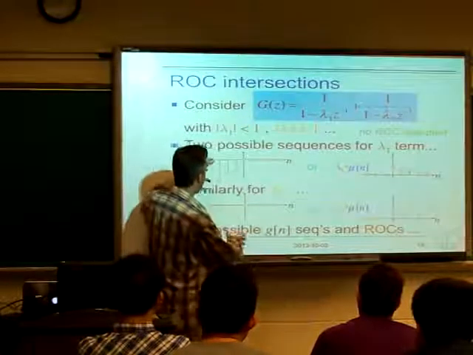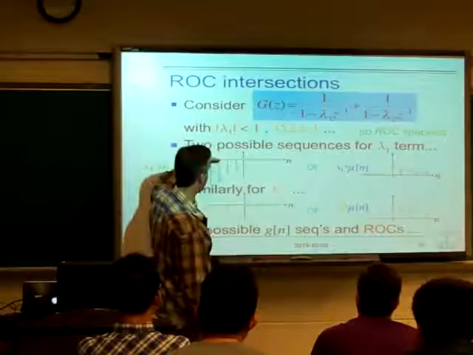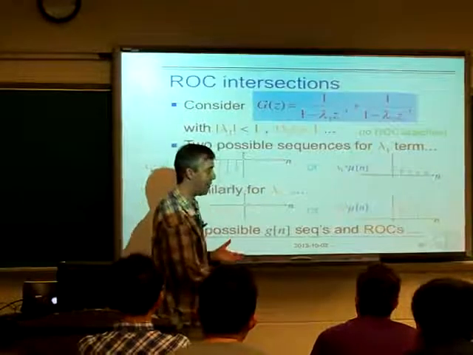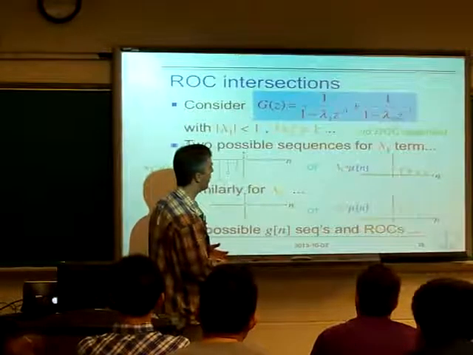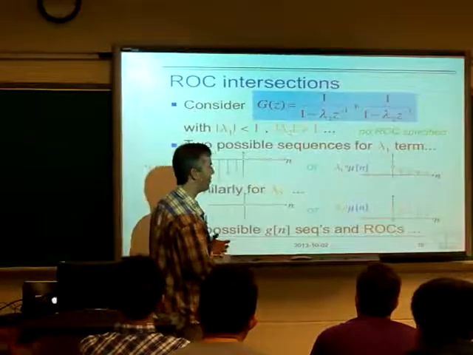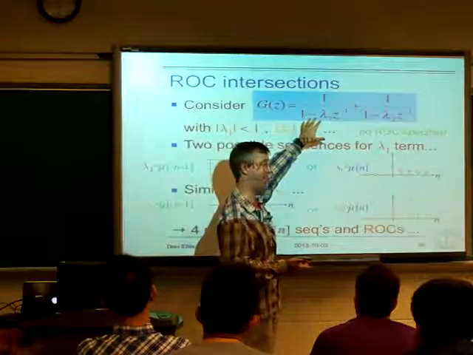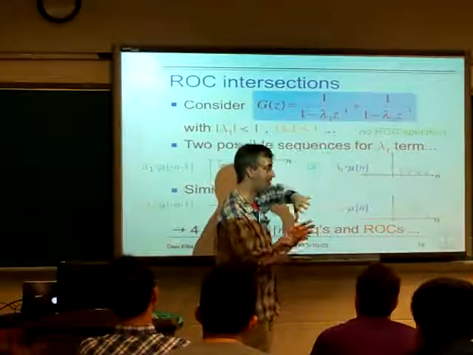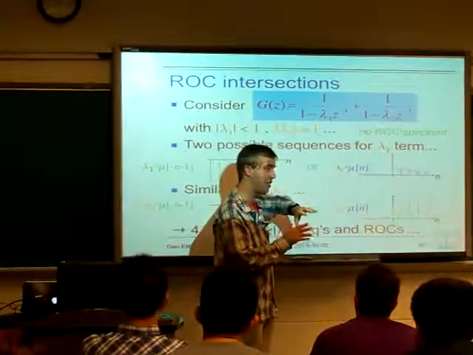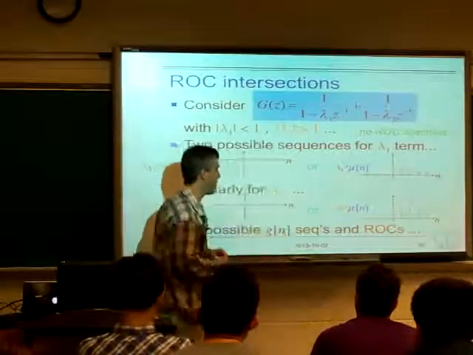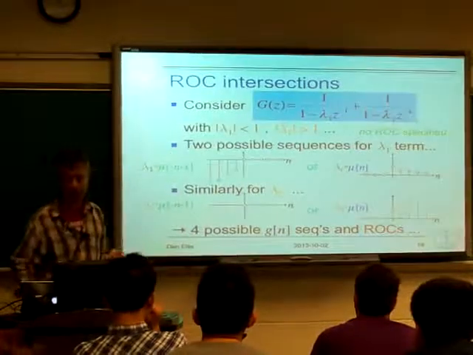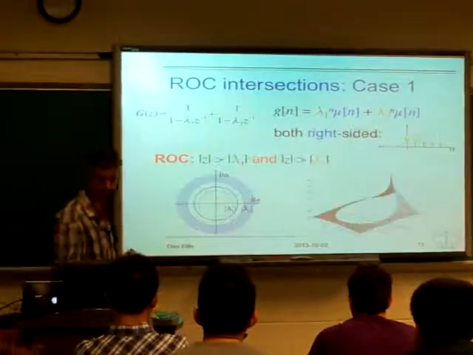We could take one of these two and one of these two, and we could add them together, and we'd get a sequence with the same G of Z, but the only thing that would differentiate them would be the regions of convergence, which would be the intersection. So let's just look at all four of these, and we'll do them one by one.